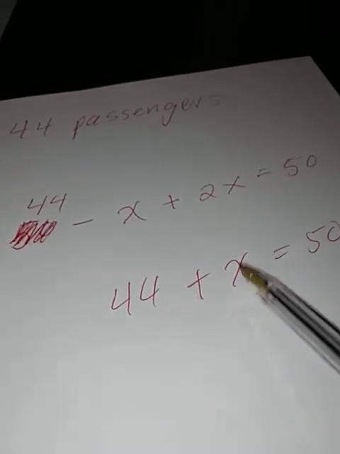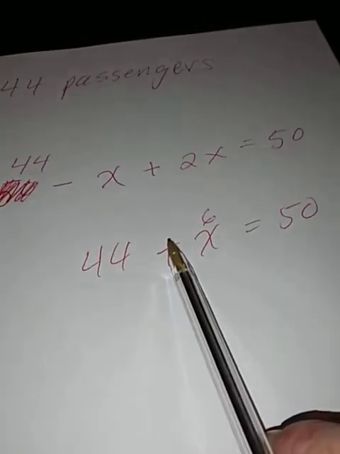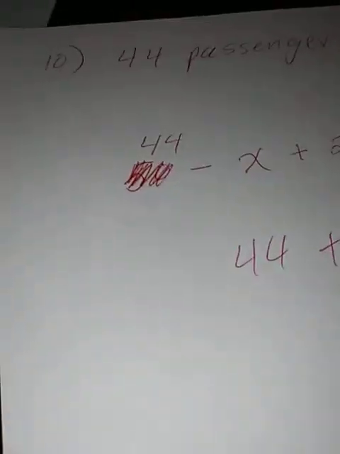So that's going to be what? X equals, you can see right here, you don't have to do anything. X is 6. This is 6. Alright, 44 plus 6 equals 50. So x equals 6. And here x was the number who got off. 6 passengers got off at New Jersey. Circle that.